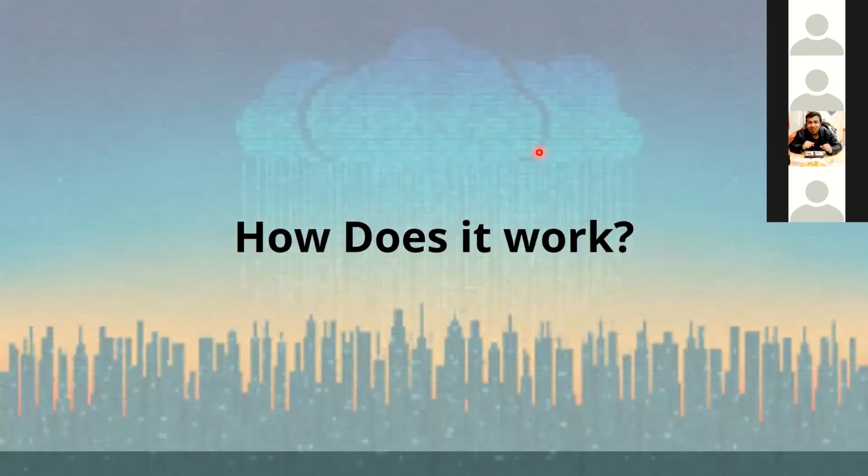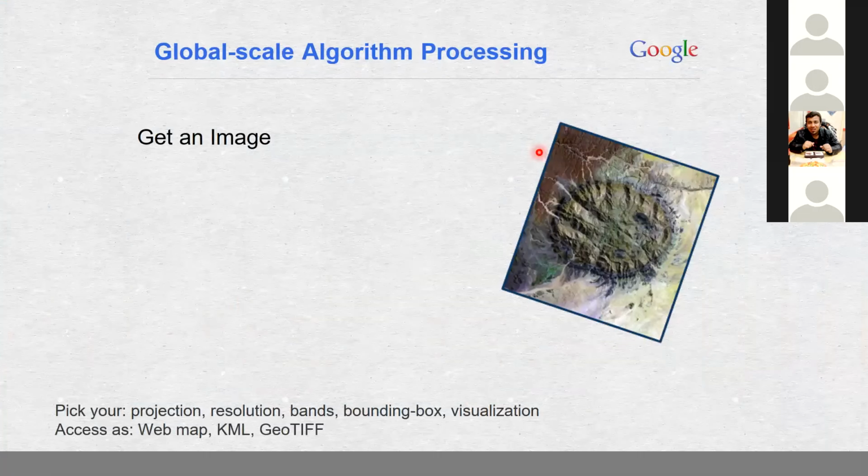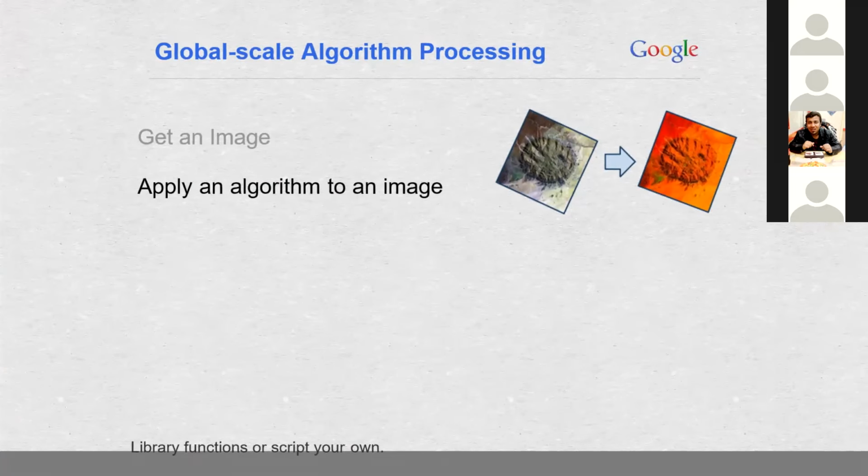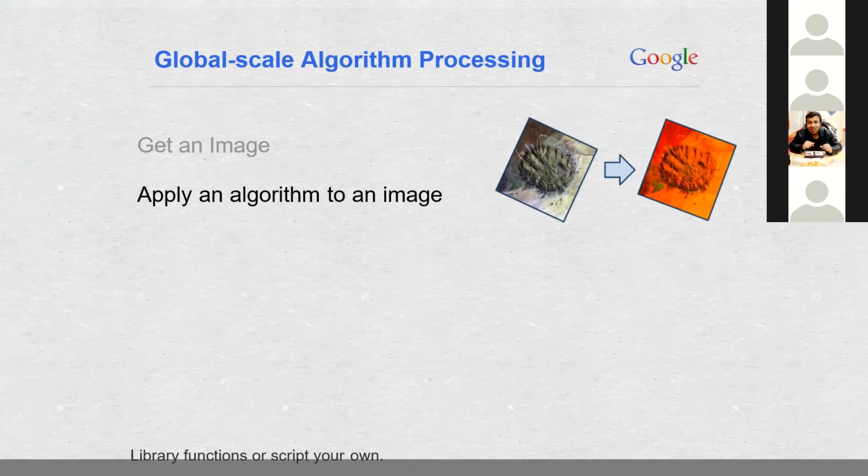Then the very first question that comes to our mind is how does this Google Earth Engine, or cloud computation, work? First of all, in global scale algorithm processing, you get an image either in the form of GeoTIFF or in the form of KML, by describing some bounding box, bands, and resolution, and you will get the image.